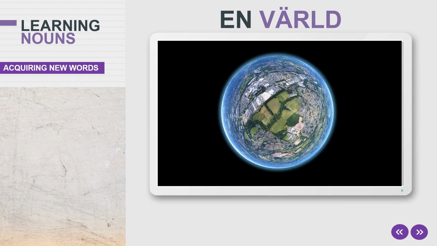If you want to talk about a world, you would say en värld. En värld. So notice here that värld, even though it has an L, it's silent. Värld. In English, it's world, world. But the L in Swedish is not pronounced, so you say värld, en värld.